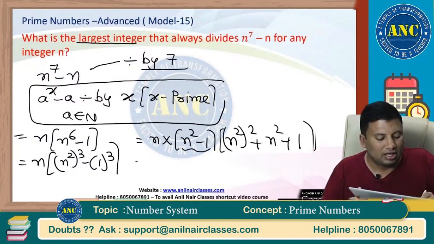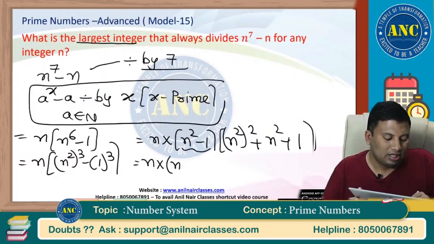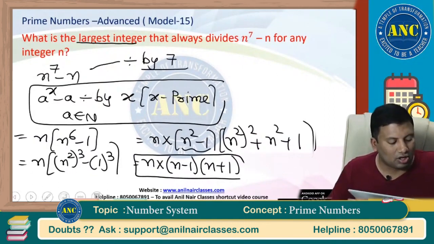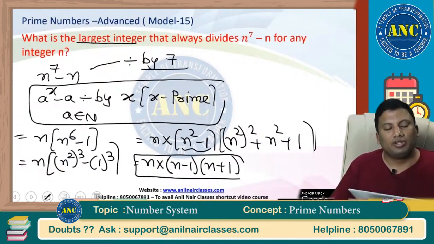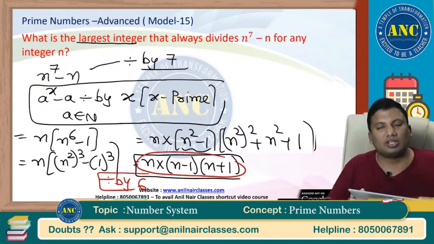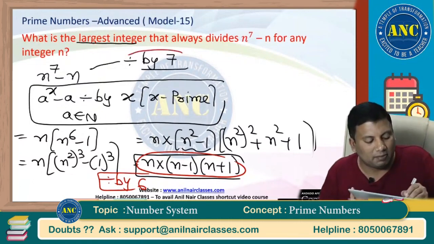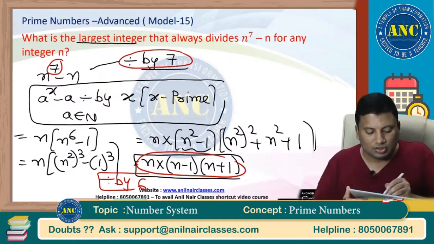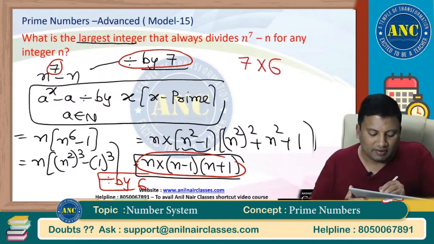Now if you see, n^2 minus 1 is n minus 1 into n plus 1. So n into n minus 1 into n plus 1 are 3 consecutive numbers. 3 consecutive numbers are always divisible by 6. This number is divisible by 7 because the power is a prime number. So the answer is divisible by 7 and 6.